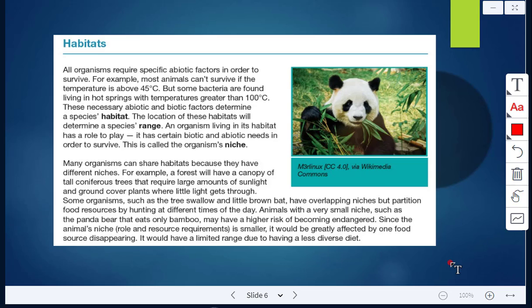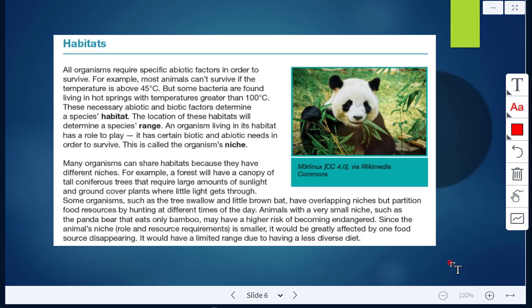And the location of a habitat will determine a species' range. And then an organism living in its habitat has a role to play. This role is called the organism's niche. It has certain biotic and abiotic needs in order to survive, but the niche is basically the role of an organism. Is it a predator? Is it a prey? Where does it fit in a food web? And so on. Many organisms can share habitats because they have different niches.